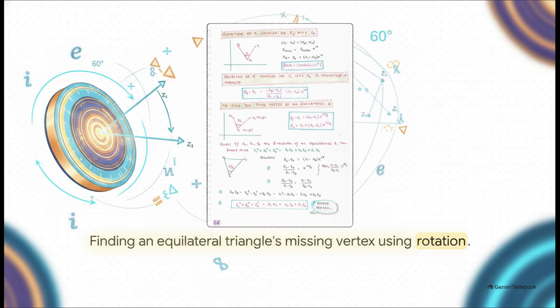To see a really practical application of this rotational dial, let's say you have 2 points of an equilateral triangle, Z1 and Z2, and you desperately need to find the missing third vertex, Z3. By taking the vector connecting Z1 and Z2 and simply rotating it by 60 degrees, or pi over 3 radians, using our Euler multiplier, the math just automatically calculates the exact coordinate of that third vertex. We've completely bypassed all the traditional, cumbersome standard geometry steps.